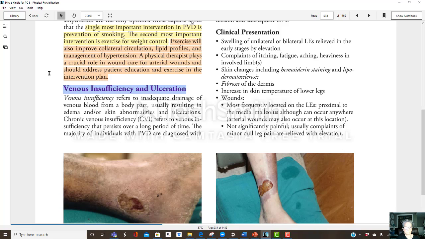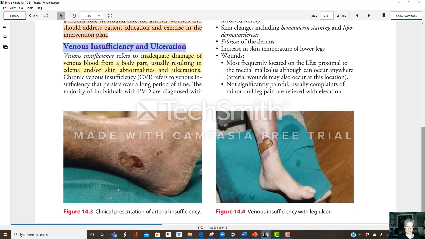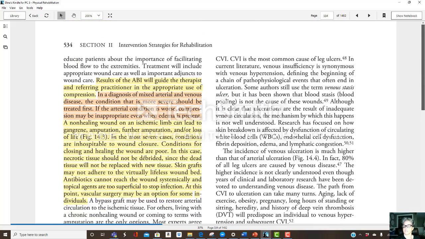Venous insufficiency and ulceration. Venous insufficiency refers to inadequate drainage of venous blood from a body part, usually resulting in edema and/or skin abnormalities and ulcerations. Chronic venous insufficiency (CVI) refers to venous insufficiency that persists over a long period of time. The majority of individuals with PVD are diagnosed with CVI. CVI is the most common cause of leg ulcers.